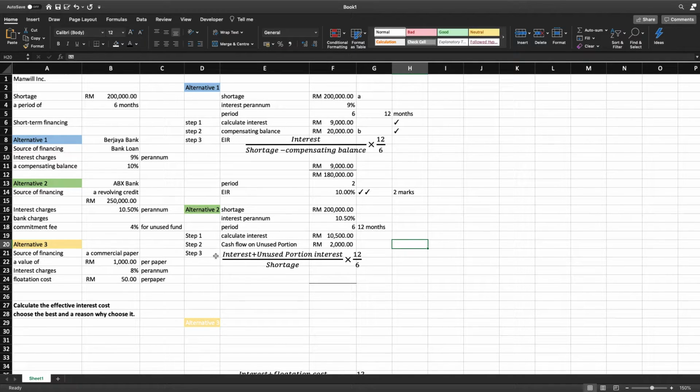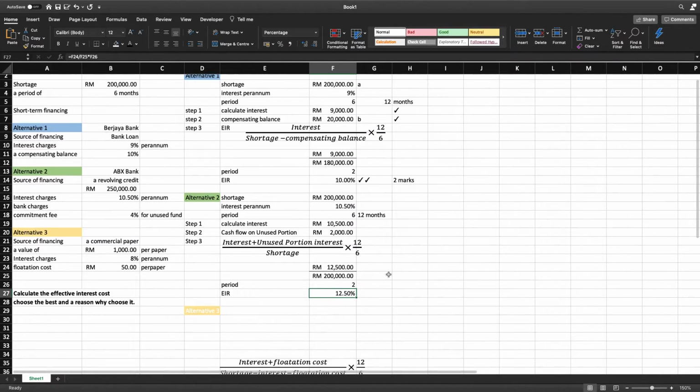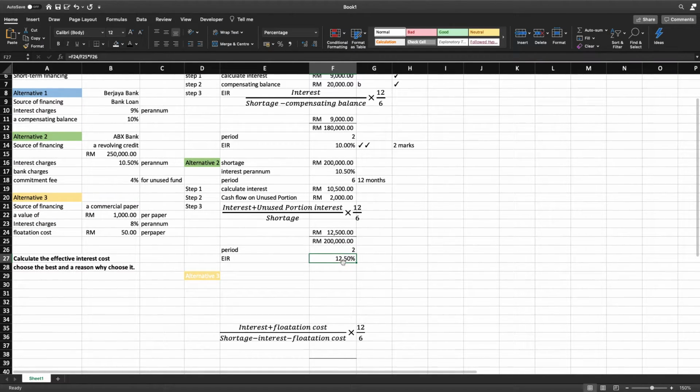For the next step, calculate the EIR, which is interest plus unused portion interest divided by shortage. This is the 10.5% interest and this is the 4% charge, so you total up to 12,500. Then you divide by 200,000, and the period is still the same, multiplied by 2. So you will get 12.5%.